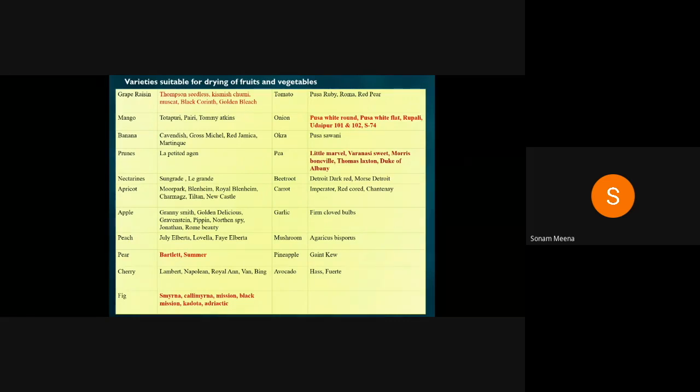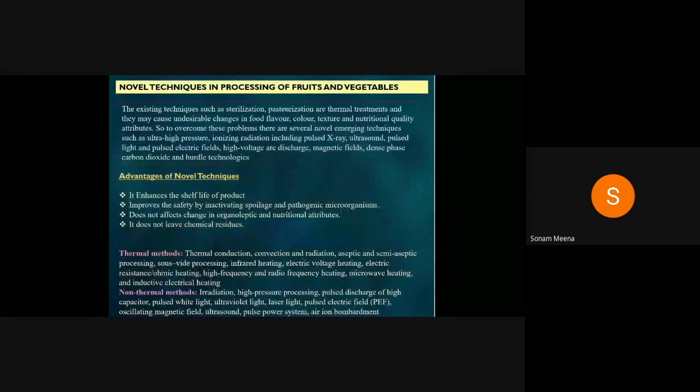In fig: Simran fig, California fig, Mission, Black Mission, Kadota, Adriatic. More than 5 times they have asked. For onion: Pusa White Round, Pusa White Flat, Rupali, Udaipur. For pea: Little Marvel, Varanasi Sweet, Maurice Bonneville, Thomas Laxton, Duke of Albany. These are asked in previous exams.